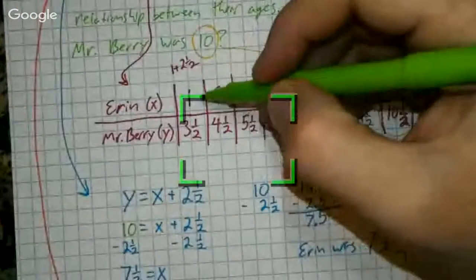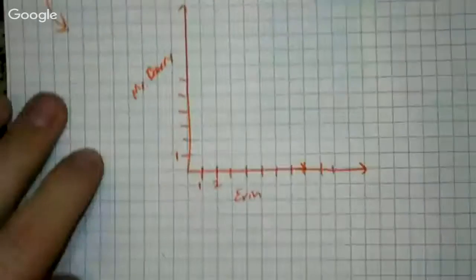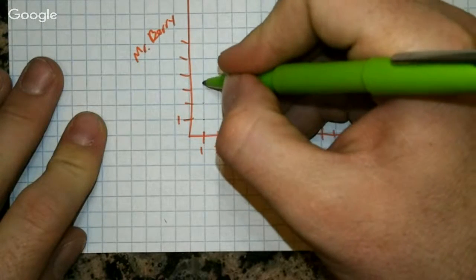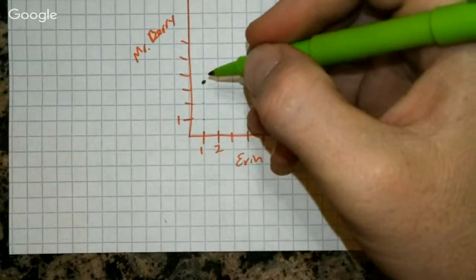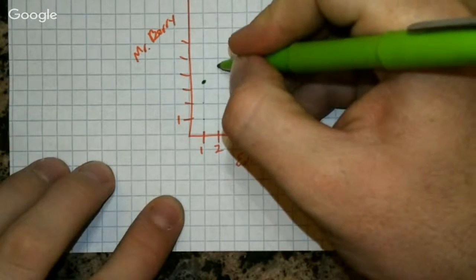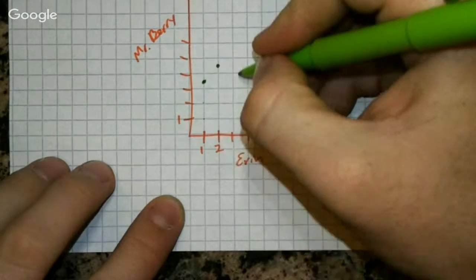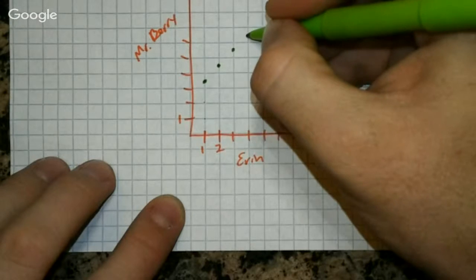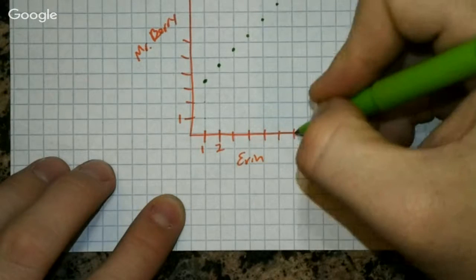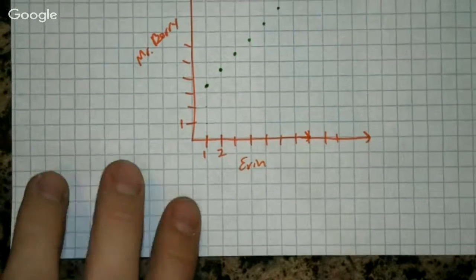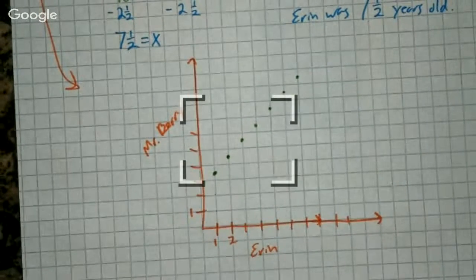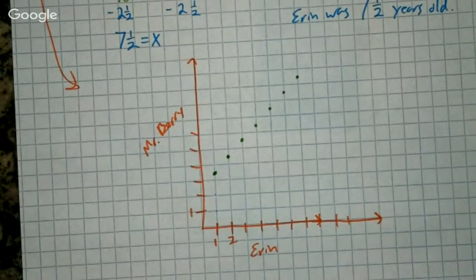When Aaron was 1, Mr. Berry was 3.5. Okay, let's get our first one down. Aaron was 1, Mr. Berry was 1, 2, 3.5. There we go. When Aaron was 2, Mr. Berry was 4.5. And you can see that there's going to be a pattern starting right here and moving its way up this way. So we can continue that on and on and on. It's still continuing to this day. It's putting more and more data on the chart.